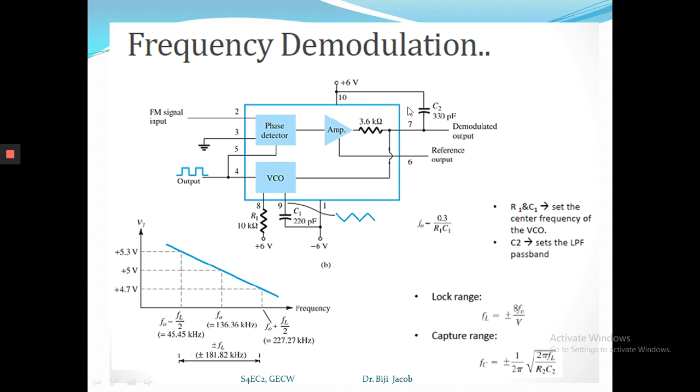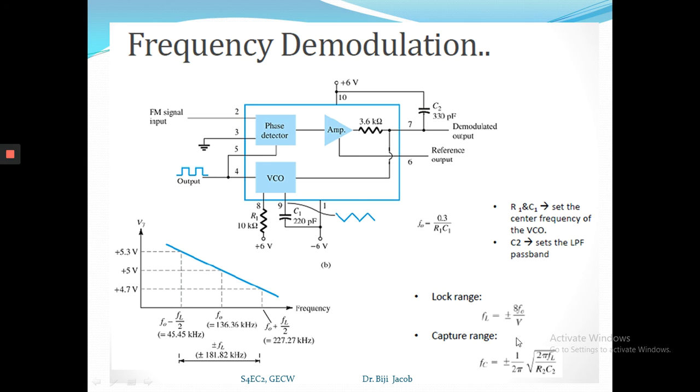Then this capacitance C2, along with the internal resistance of 3.6 kilohms, will determine the cutoff frequency of your low pass filter. If the bandwidth of the low pass filter is less, then the lock range will be lesser. You can increase the bandwidth, and the lock range or capture range will be higher.